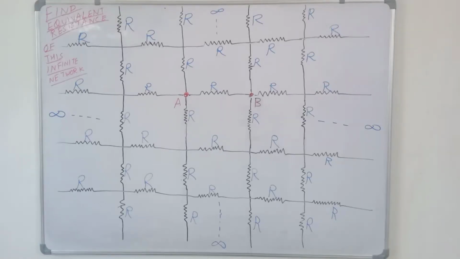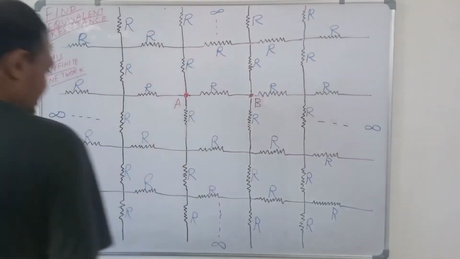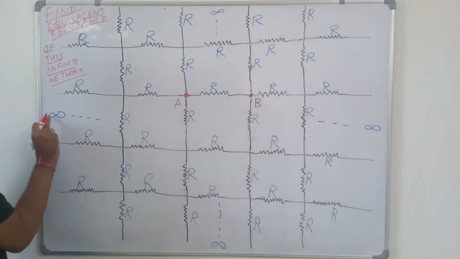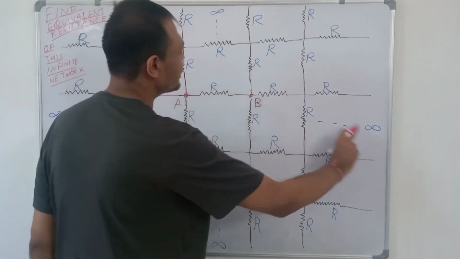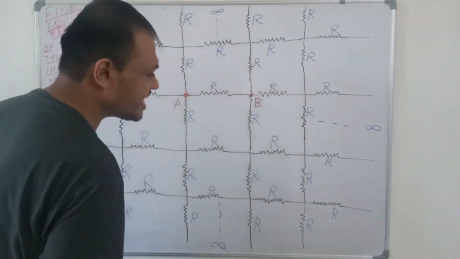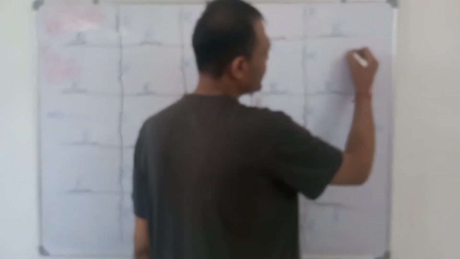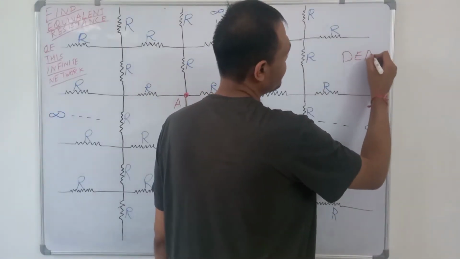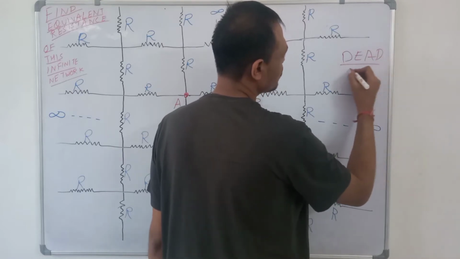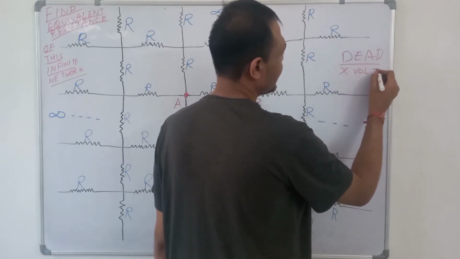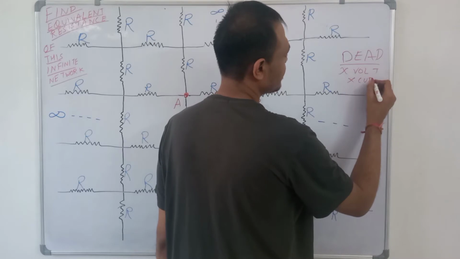So in this question we have to find the equivalent resistance between point A and B. So this is an infinite network. It is infinite in the left hand side, infinite in the right hand side, infinite at the top and infinite at the bottom. It is also a dead network. Completely dead network because there is no voltage source and no current source present in this network.